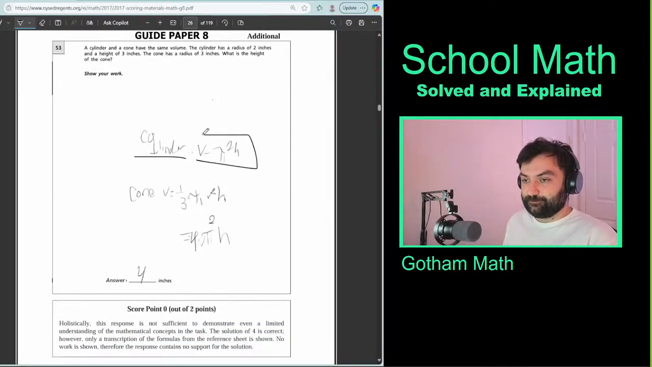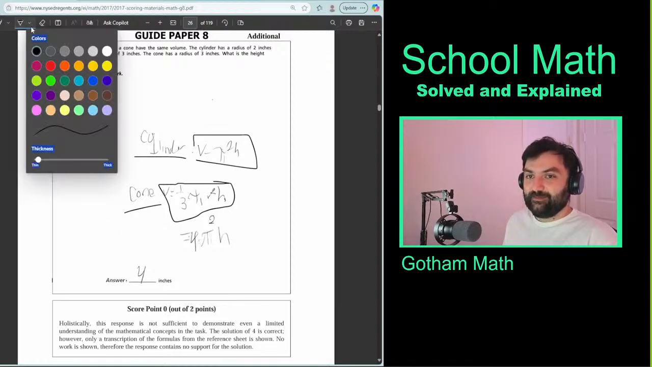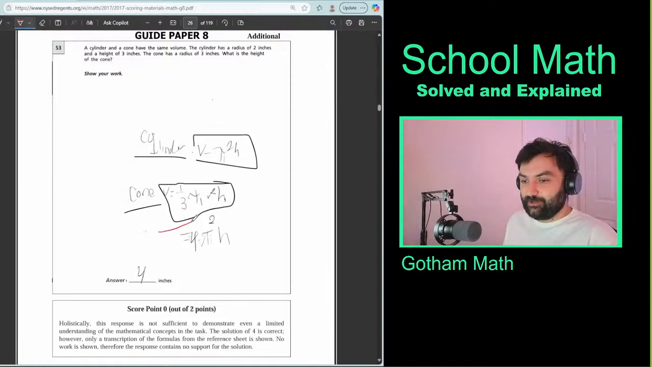Cylinder, boom. Cone, boom. Cheating alert. Cheating alert. Got the right answer, but how? No work. No evidence of knowing what to do. Nothing. Clear cheating. And guess what you're getting for cheating? You're getting a 0. That's it.